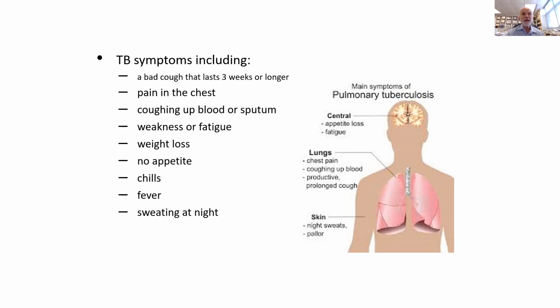And remember, JW had a persistent cough for a couple weeks. He was coughing up blood. He was weak and tired. He had weight loss, no appetite, and sweating at night. So he had many of the symptoms listed here. Those are the ones you want to ask about, even in the patients that were exposed to JW, to see if they have any of those symptoms whatsoever. Next slide.